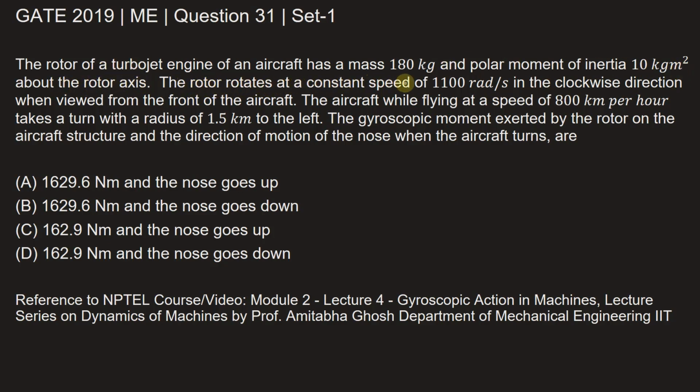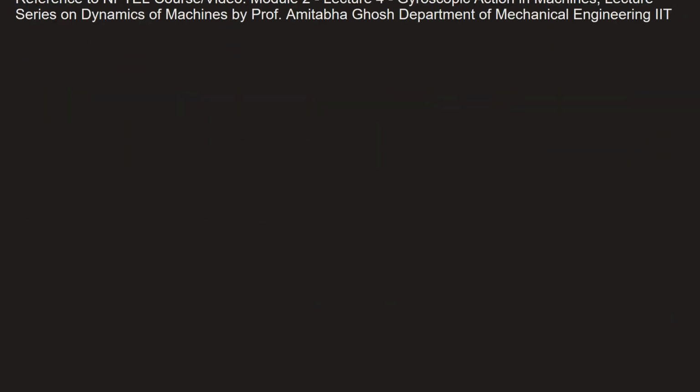The rotor rotates at a constant speed of 1100 radian per second in the clockwise direction when viewed from the front of the aircraft. The aircraft, while flying at a speed of 800 km per hour, takes a turn with a radius of 1.5 km to the left. The gyroscopic moment exerted by the rotor on the aircraft structure and the direction of motion of the nose when the aircraft turns are. So we are given 4 options with the value of gyroscopic couple and the direction of motion. Let's understand the gyroscopic moment for this problem.